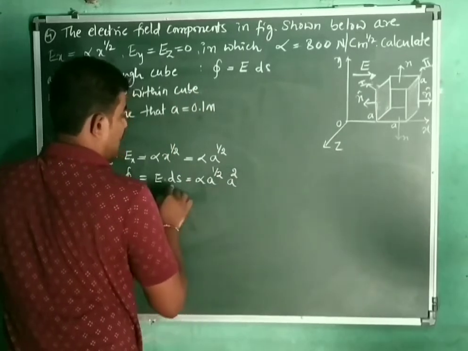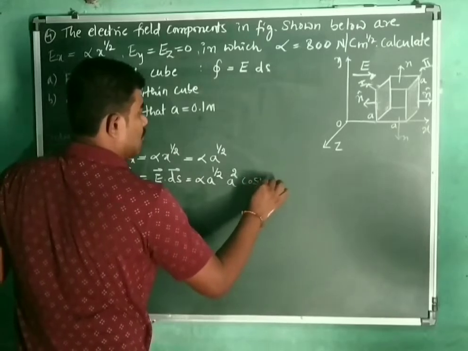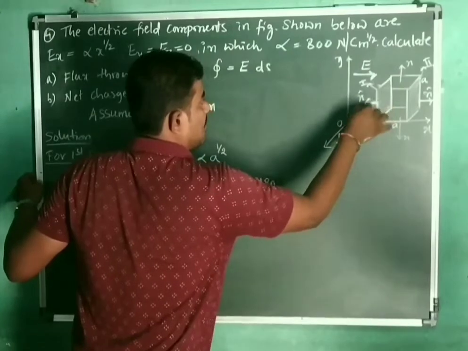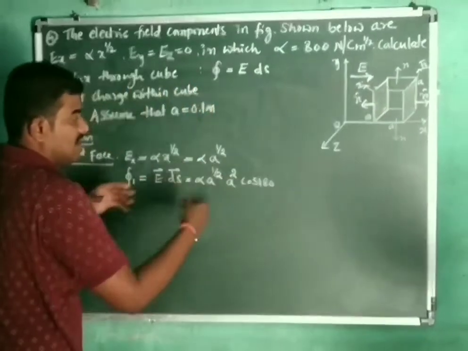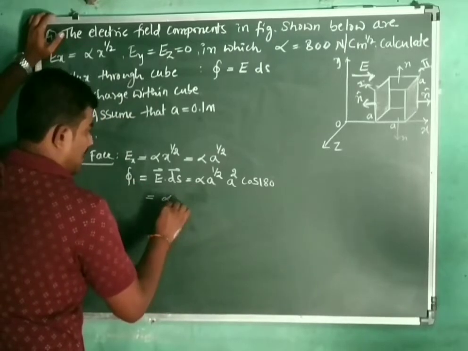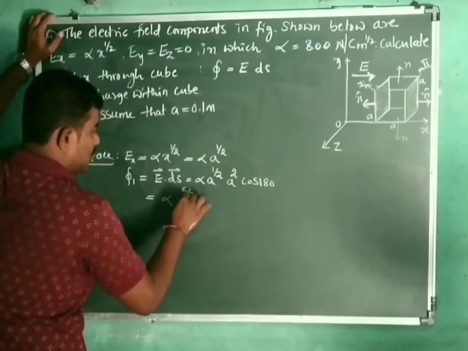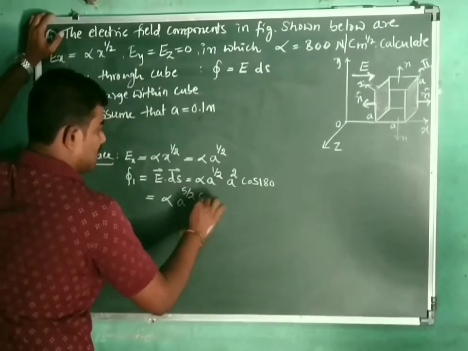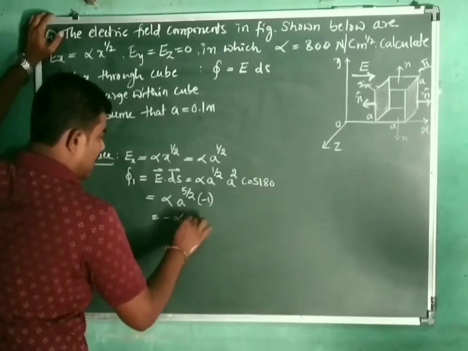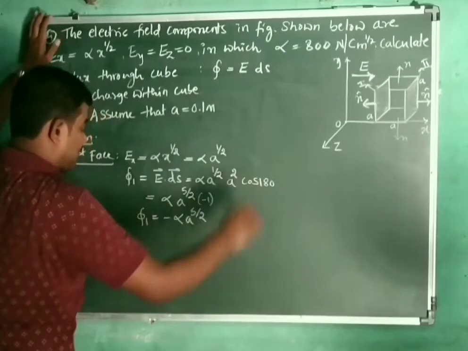The angle between these 2 is 180 degrees, so cos 180 degrees. You can observe here, this is the electric field and this is the area vector. These two are opposite to each other, therefore the angle is 180 degrees. Therefore it is alpha a to the power 1 by 2 into a squared, that is a to the power 5 by 2, and cos 180 is minus 1, so I can write it as minus alpha a to the power 5 by 2. This is the flux linked with the first face.